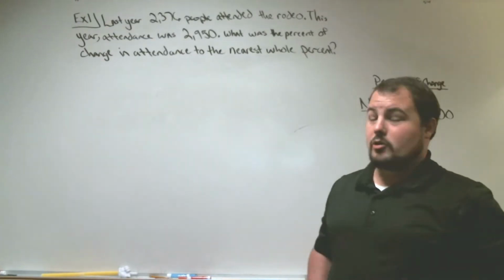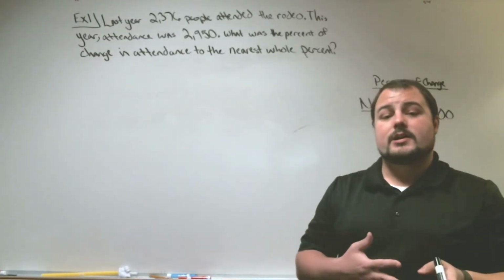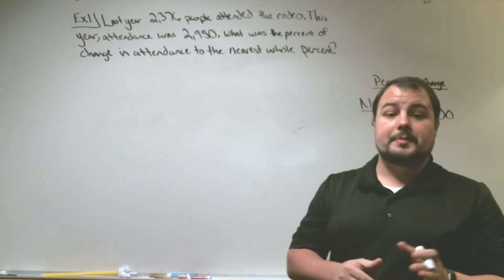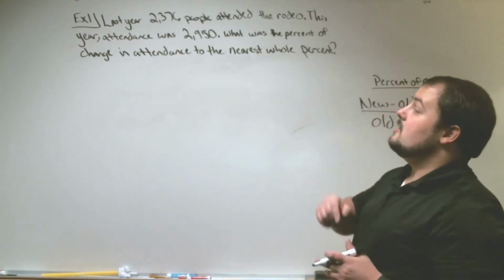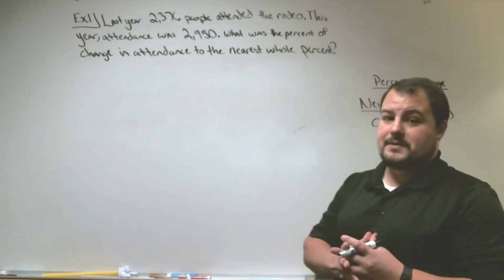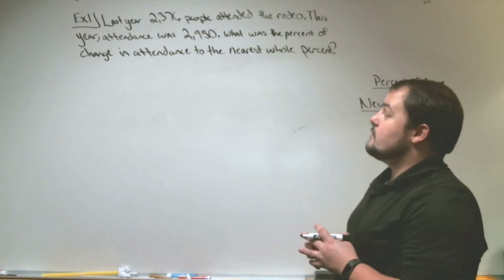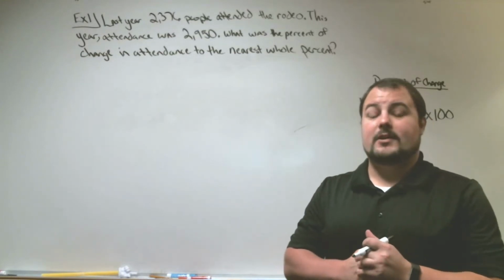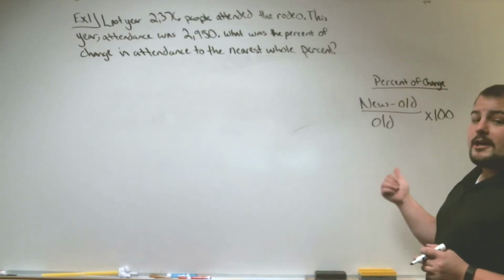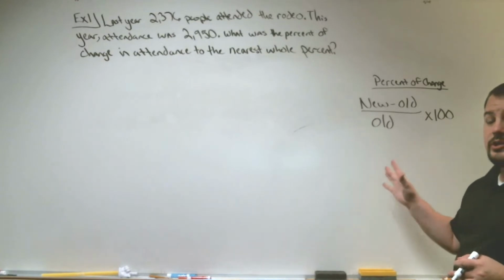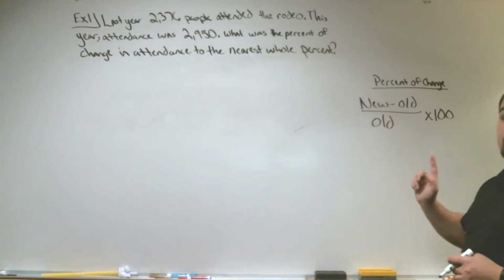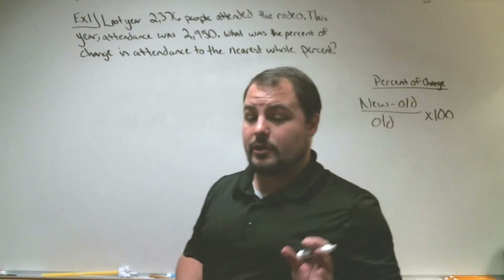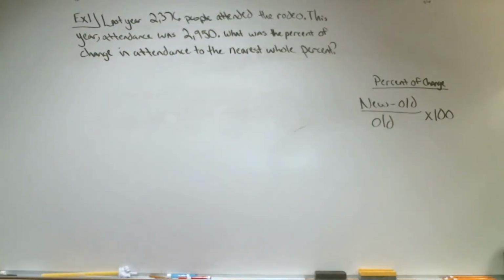For our first example, we're going to be looking at this question. It says, last year, 2,376 people attended the rodeo. This year, attendance was 2,950. What was the percent of change in attendance to the nearest whole percent? So that's what we're going to be figuring out in this problem. Now right here, I have the percent of change equation: new minus old divided by old times 100. And this is one of those sections where you're definitely going to want to use a calculator, so let me grab mine.